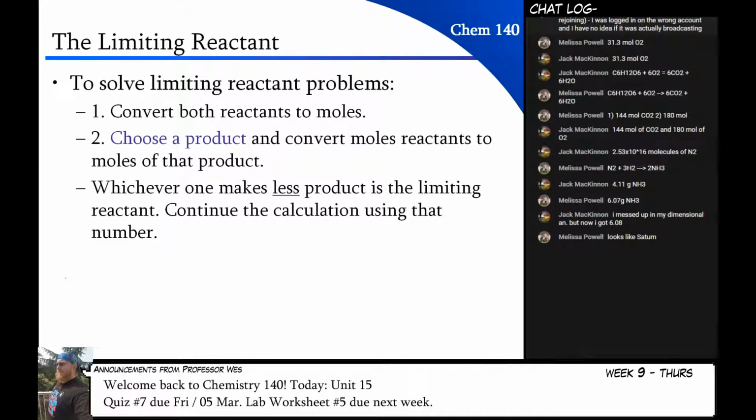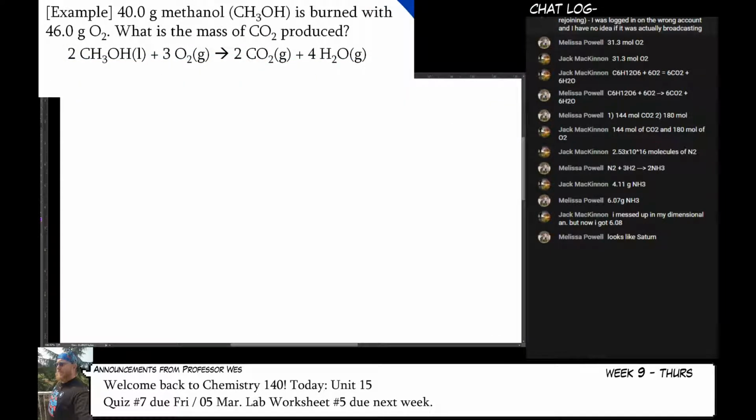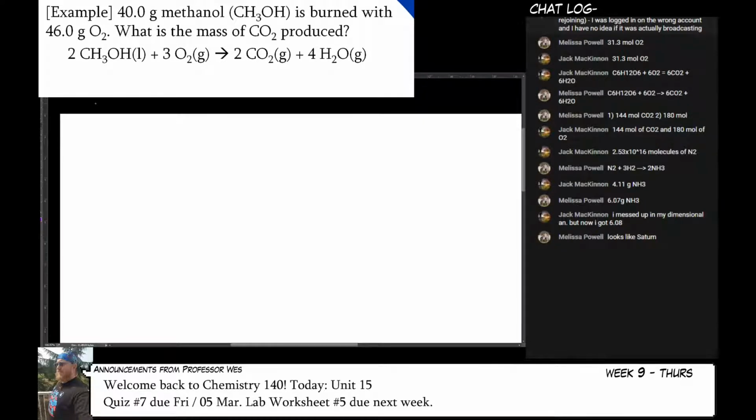And that's basically what I said here. So let's do an example of this process. So do I have a balanced equation here? I do. Okay. We're going to react 40 grams of methanol with 46 grams of O2. How much CO2 is made, and which one runs out first? So you can make the chart over here if you'd like to show how the dimensional analysis works. I'm going to assume that we can do that by now.